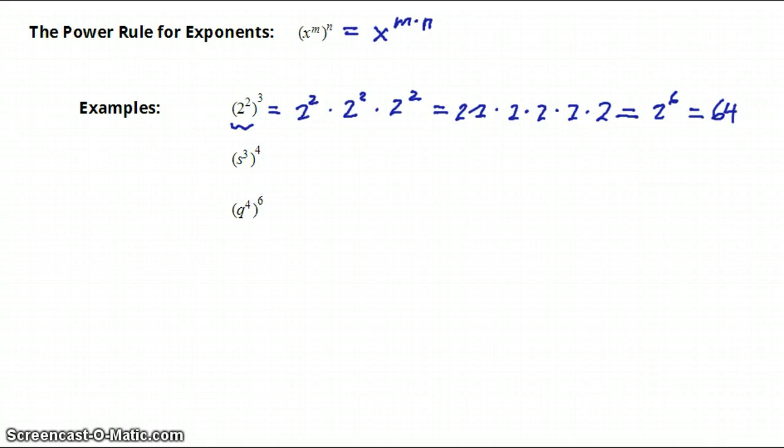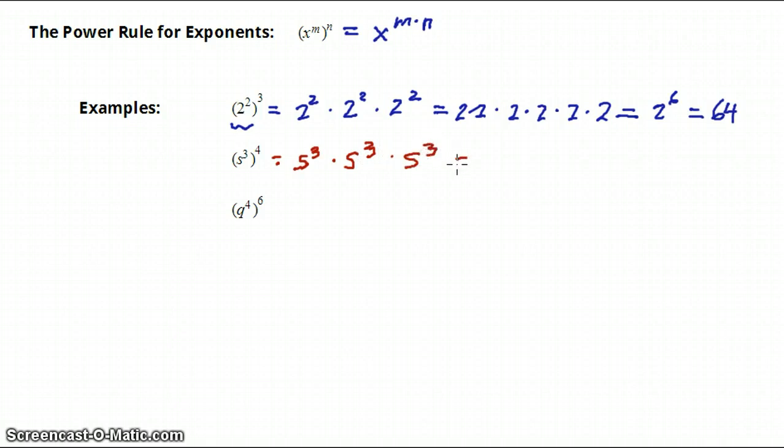Let's look at another specific example. This time I have s to the third to the fourth power, so the entire quantity s to the third raised to the fourth power. If I think about what that's really equal to, I'm taking s to the third times s to the third times s to the third.